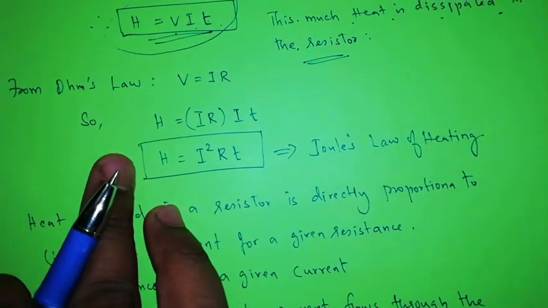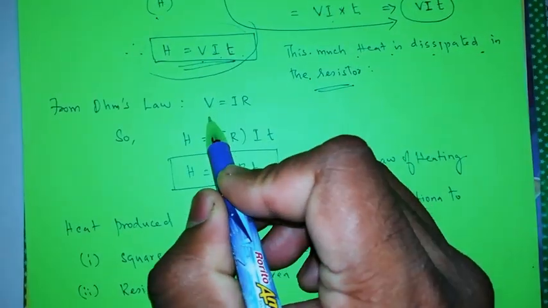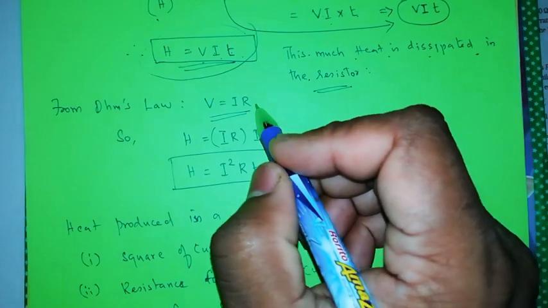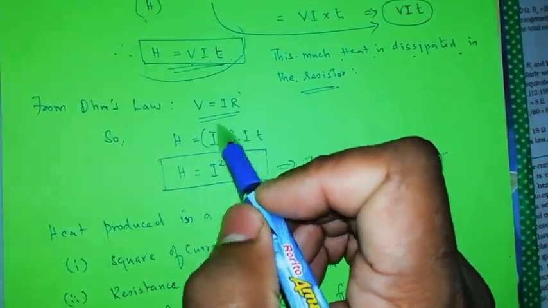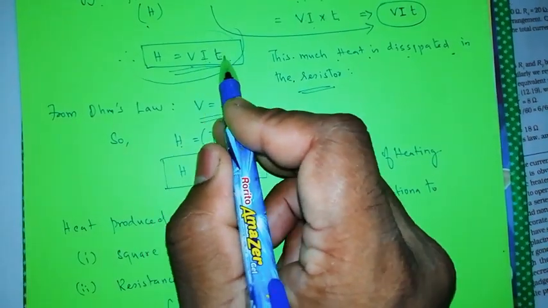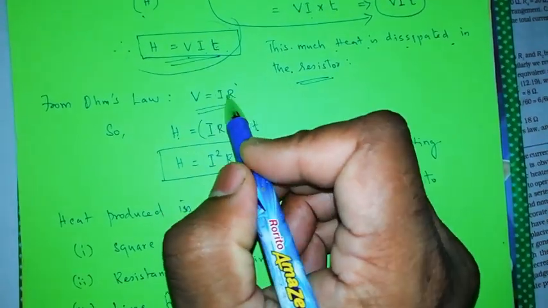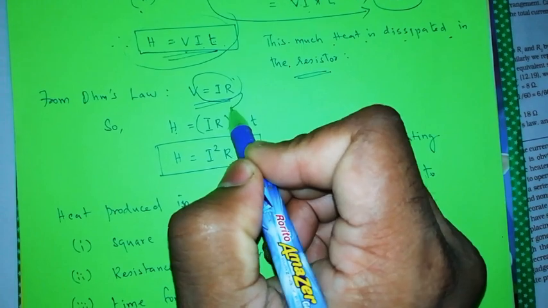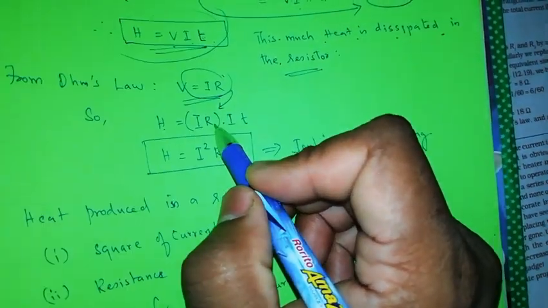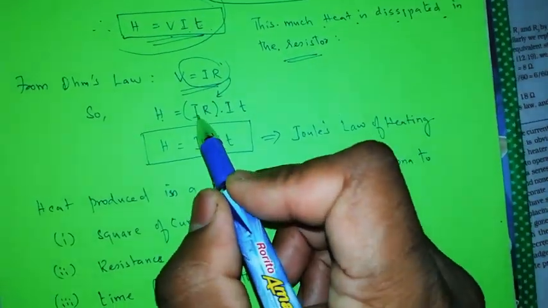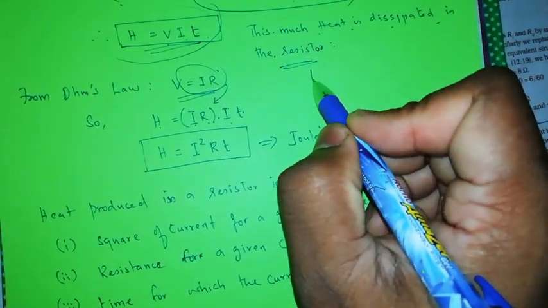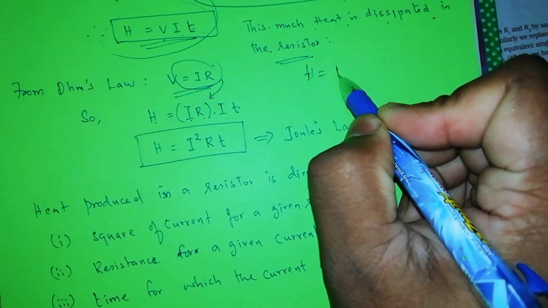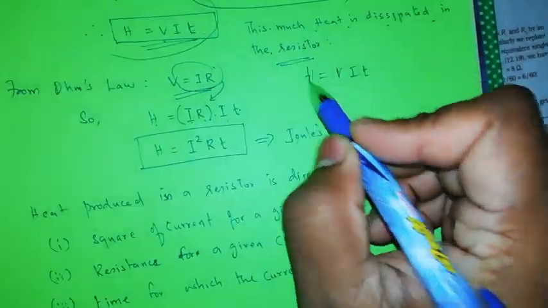From Ohm's law, we learned V is equal to IR. This is Ohm's law. So can we substitute it here? Yes. H is equal to VIt, right? So substitute V is equal to IR in H. What do we get? We get IRIt. Am I right? H is equal to VIt, so that is what we got here.